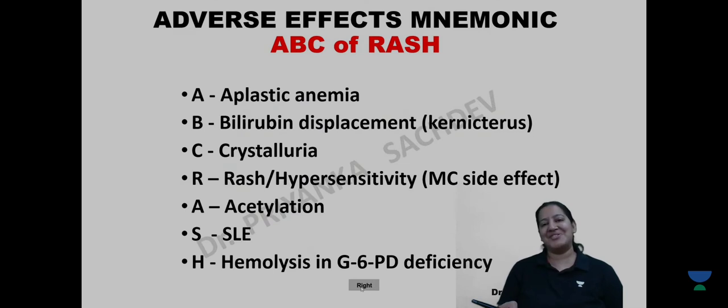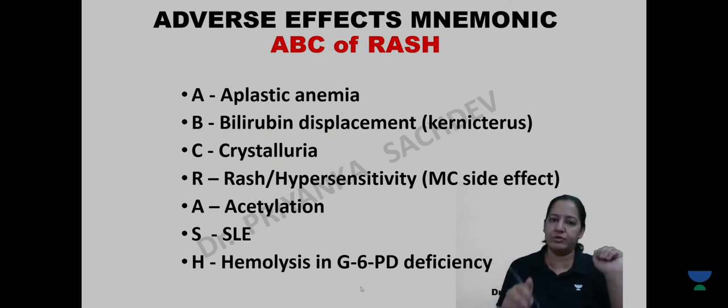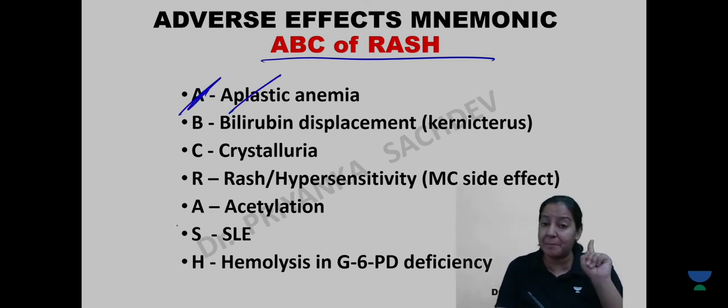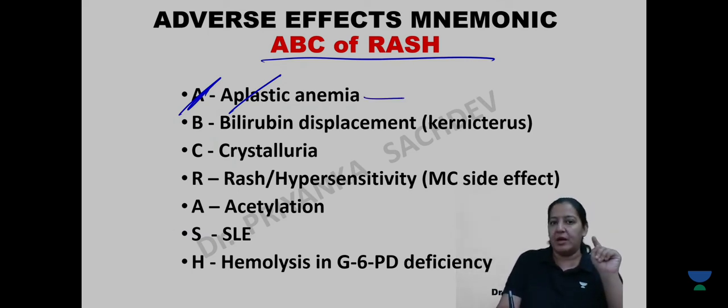Okay. So coming to the adverse reactions, I have told you for adverse reactions as well as uses, I will try to give you a mnemonic. I will try in maximum, in 90% cases, I will give you the mnemonic. The mnemonic here is ABC of rash. A stands for aplastic anemia. So sulfonamides cause aplastic anemia. They suppress bone marrow, and they cause aplastic anemia. So the patient has pancytopenia, no RBC, no WBC, no platelets, nothing will form.